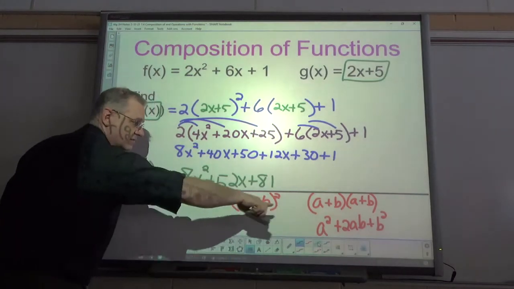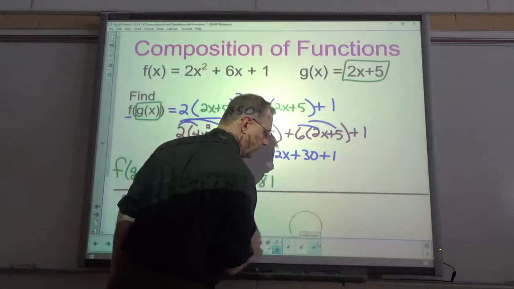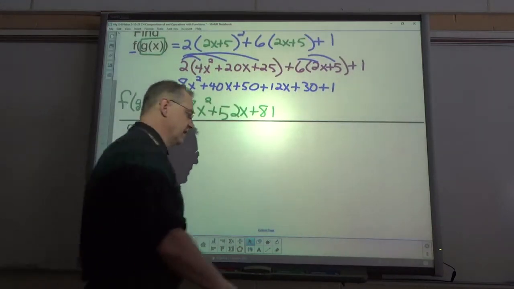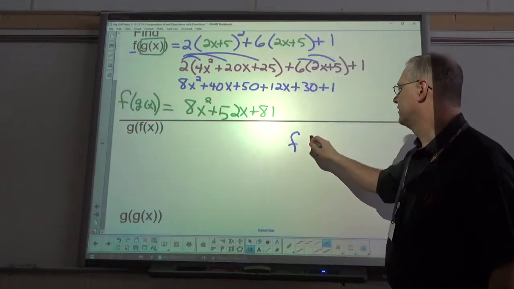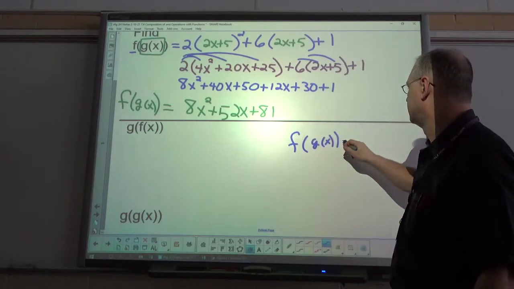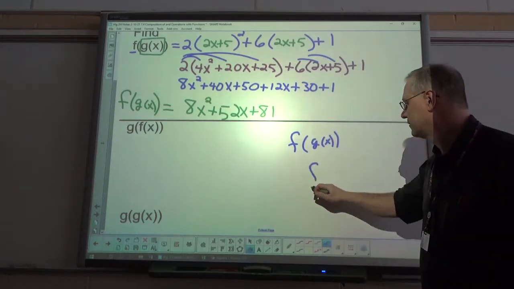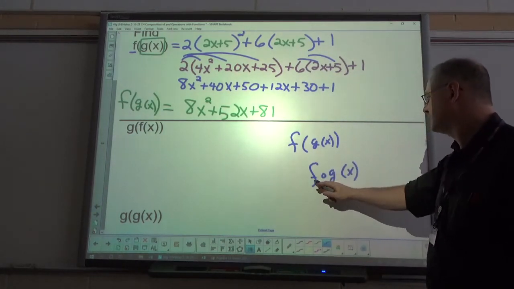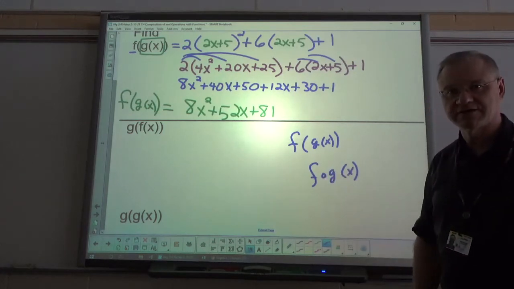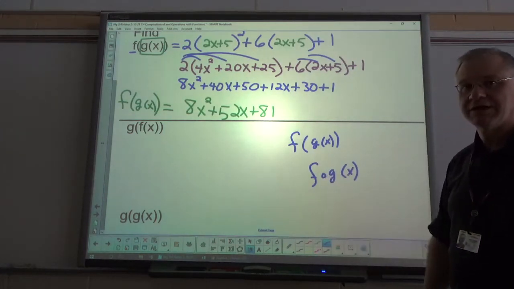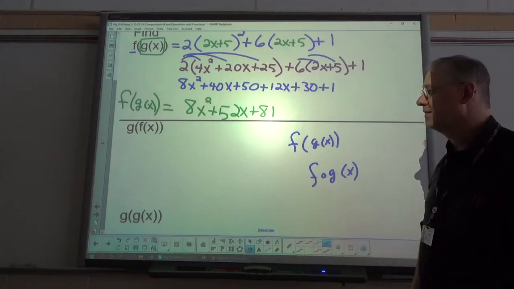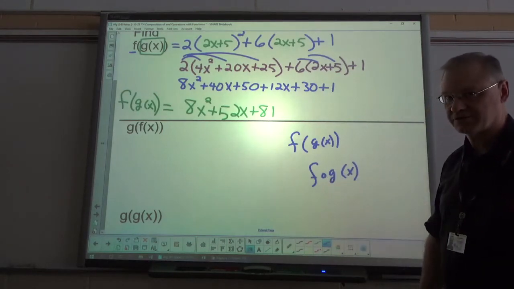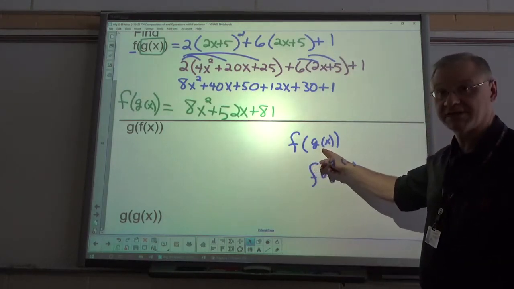I'm going to erase this so that I have room to work. Now, before I continue, you do sometimes see f of g of x written in this way. That's f composition g of x. That's what that little circle means. Now, a lot of people like to call it fog, and if the g is first, gof, all right? It's f composition g of x, which is the same thing as this.